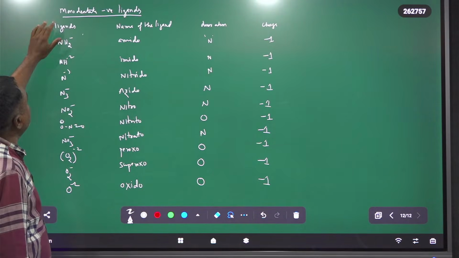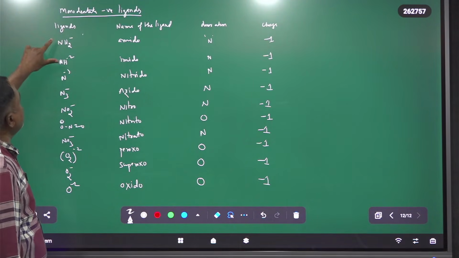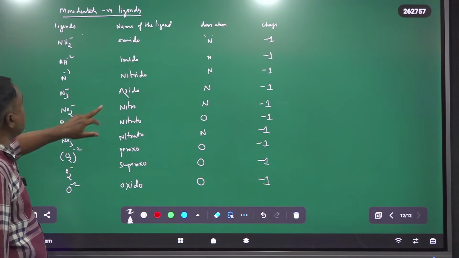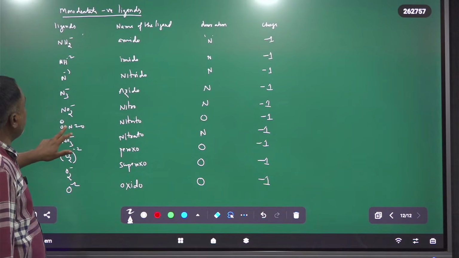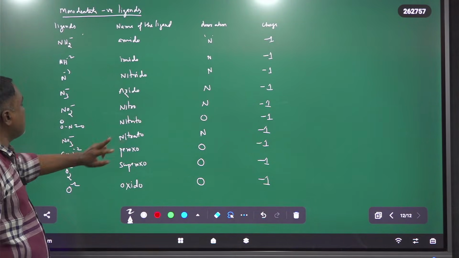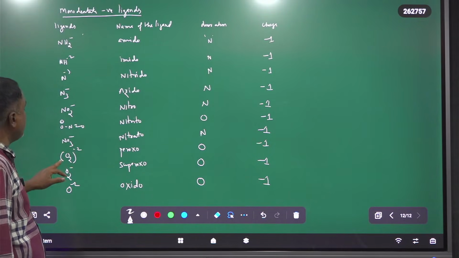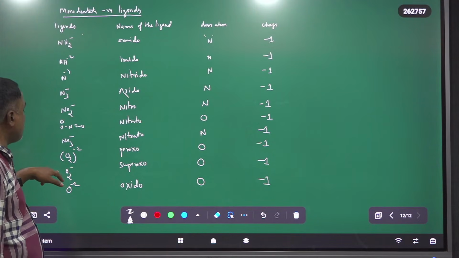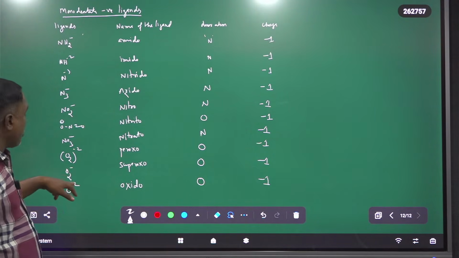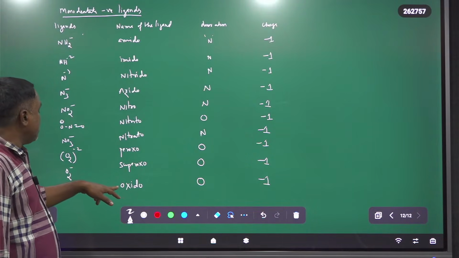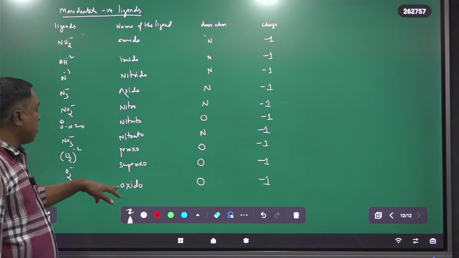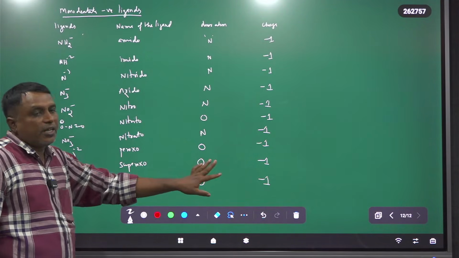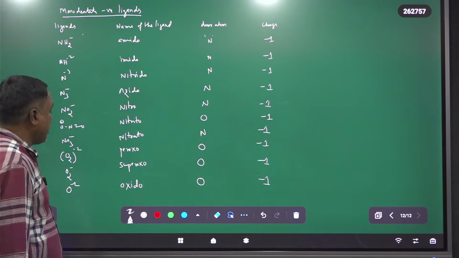NH2 minus is the amido, NH 2- is the imido, N 3- is nitrido, N3 minus is azido, NO2 minus is nitro, O-N=O is nitrito, NO3 minus is nitrato. O2 2- is the peroxo, similar to H2O2. O2 minus, as in KO2 potassium superoxide, is the superoxo. And O 2- looks like what? H2O, water, hydrogen oxide. This is O 2-, therefore oxido, with oxygen as the donor atom.